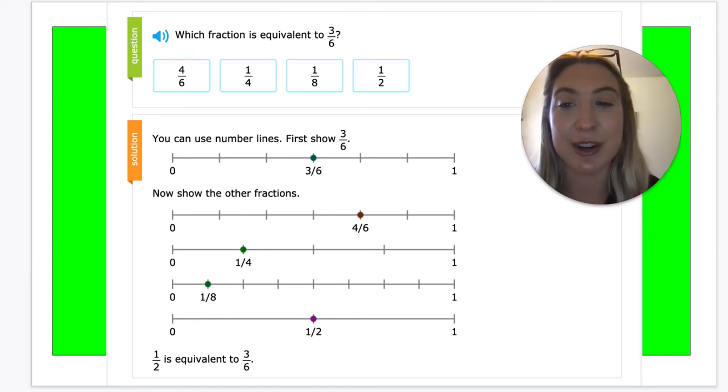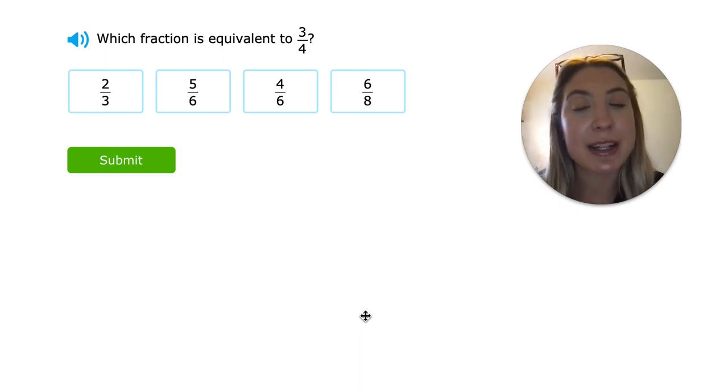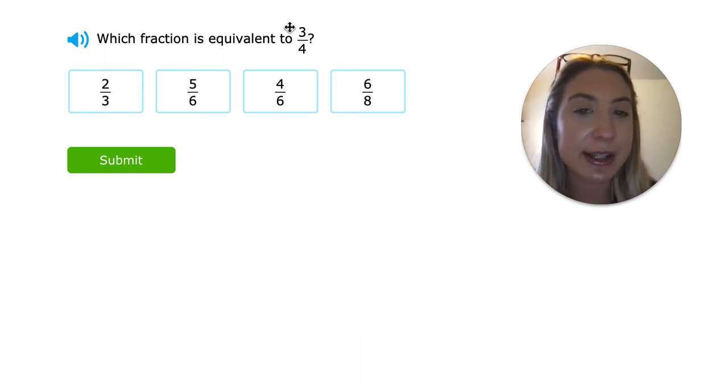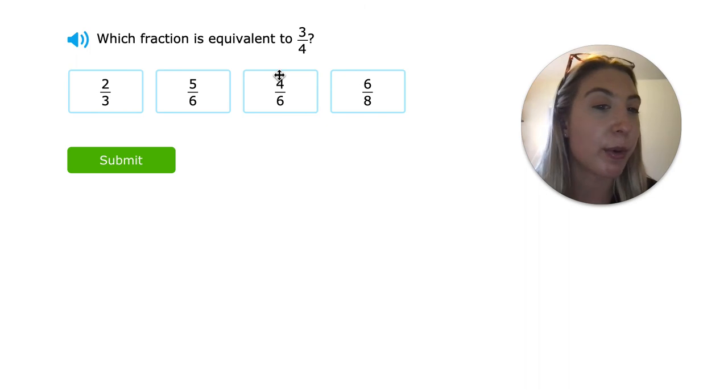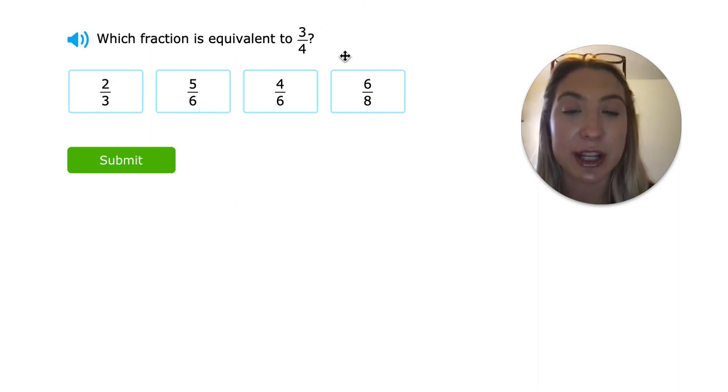So let's do some more examples. Alright, so here we go. We are going to practice. They're asking us which fraction is equivalent to 3/4. We want to know which fraction is equal to 3/4. So when I'm looking here, I know that I can multiply or divide the top and bottom number, and I should be getting the same numbers here.